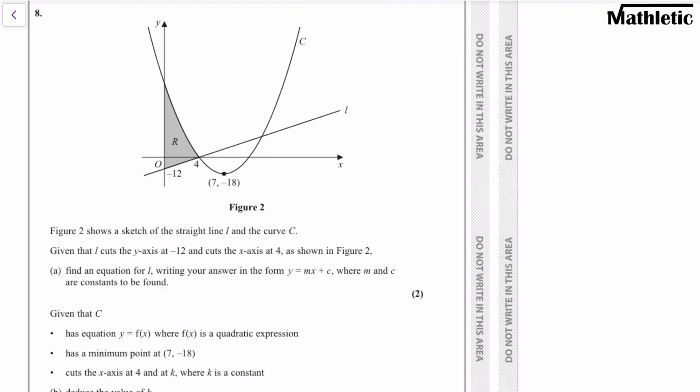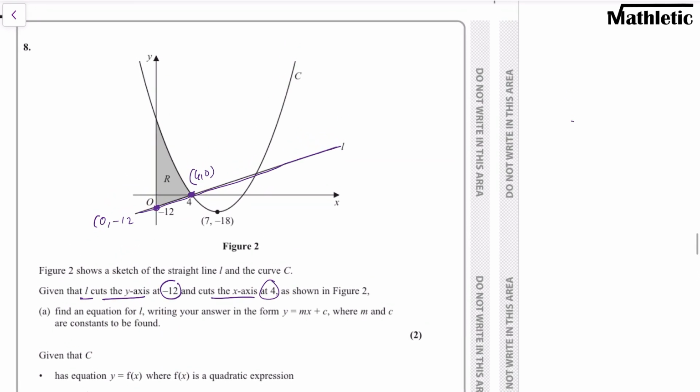Next, for number 8, we have this quadratic equation. The line L cuts the y-axis at minus 12, which is actually the point 0, minus 12, and cuts the x-axis at 4, so this is actually 4, 0. So the y coordinate and the x coordinate are given. We need to calculate this line equation. If you know the coordinates of 2 points, we can calculate the equation of the line.